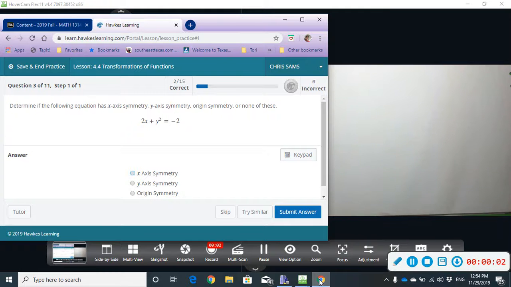Alright, question number 3 just wants to determine if the following equation has x-axis, y-axis, origin, or none of these symmetry. I did forget to mention, so let me go back to problem number 1, whenever I was giving you guys the definition.